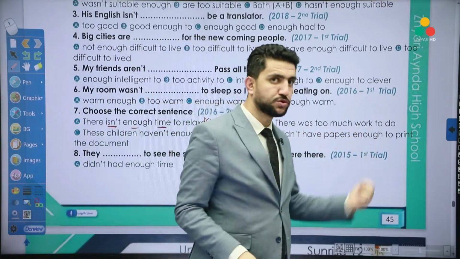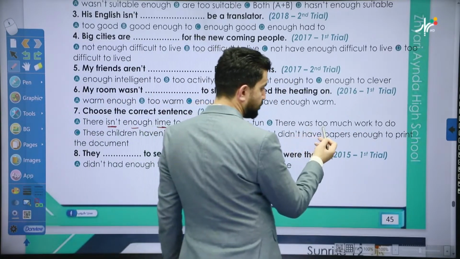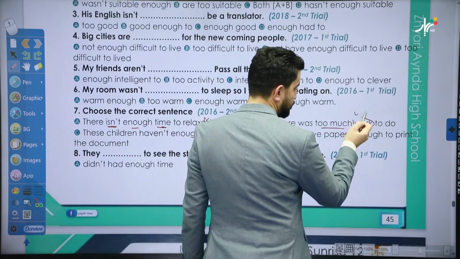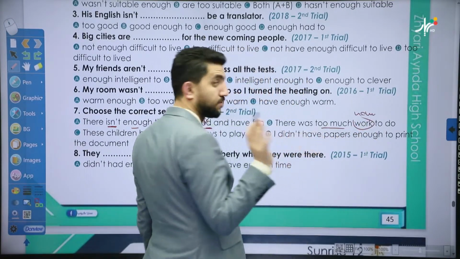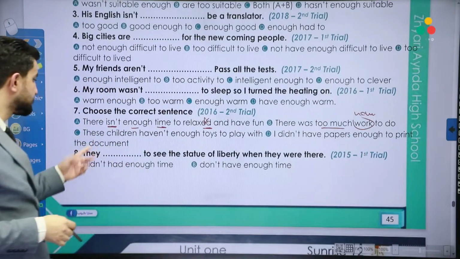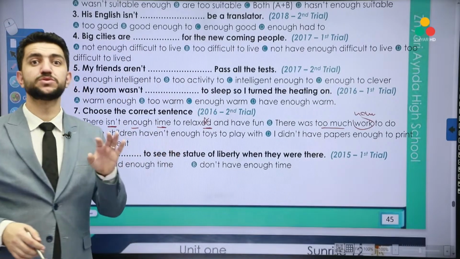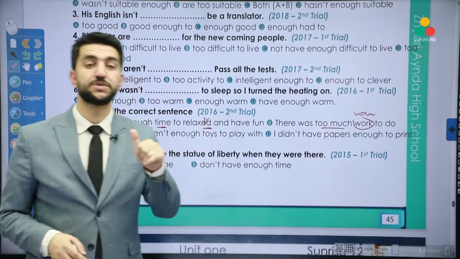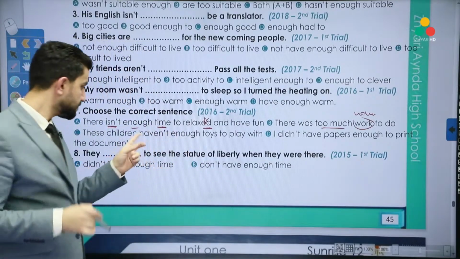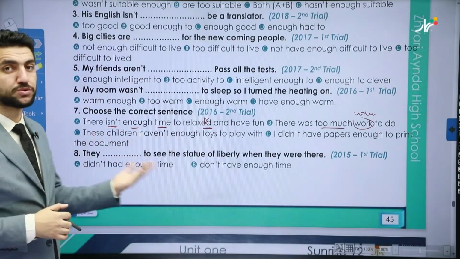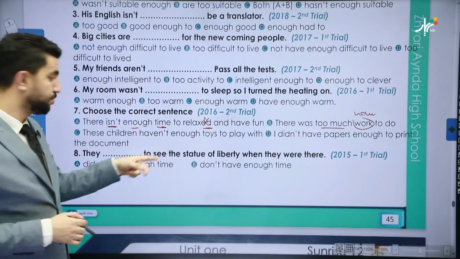There was too much work to do. Work is a noun, so we use too much or too many. Why is it too much? Because work is uncountable. So far it's good. Let's take a look at the others. These children haven't enough. Do we use haven't? We said we can use haven't got, but not haven't. Take this note. Okay? But we can say don't have. If it were don't have, it would be correct.